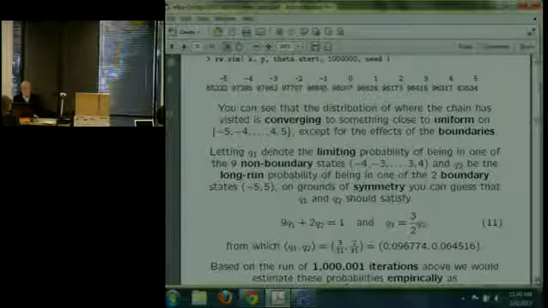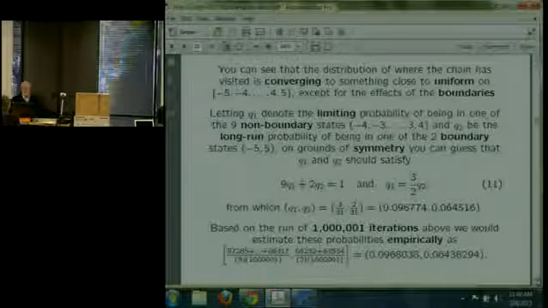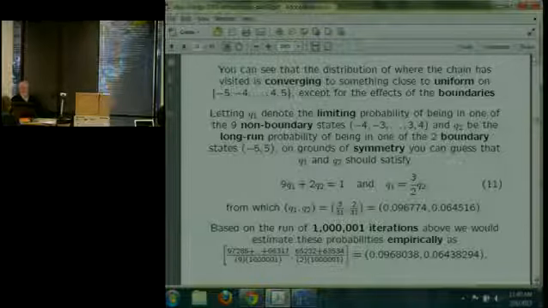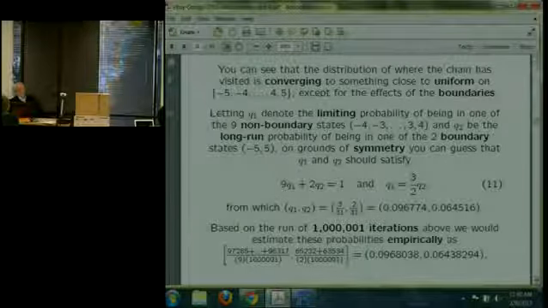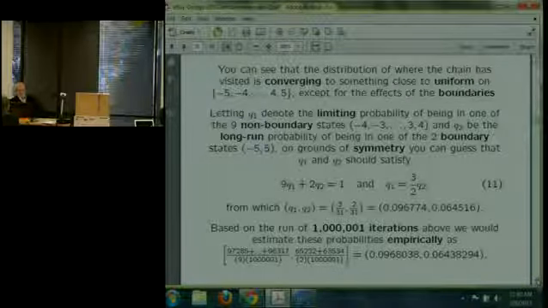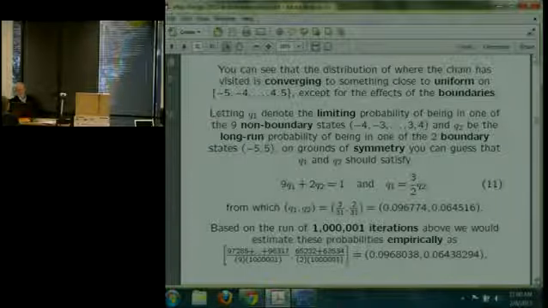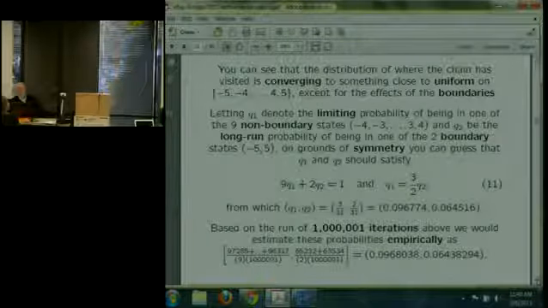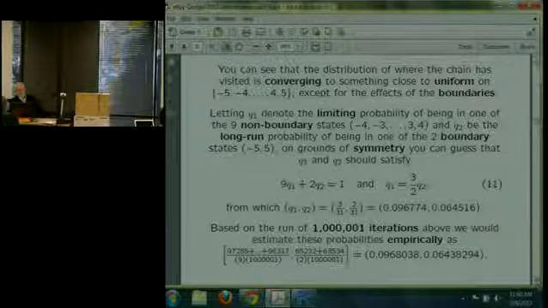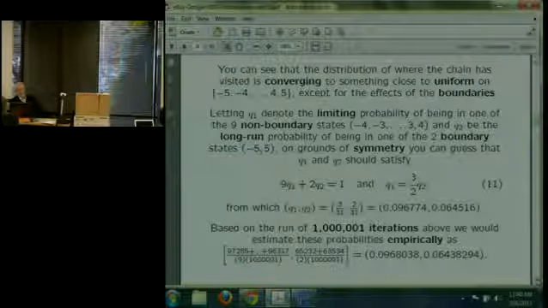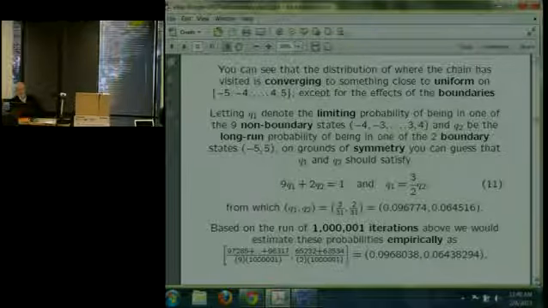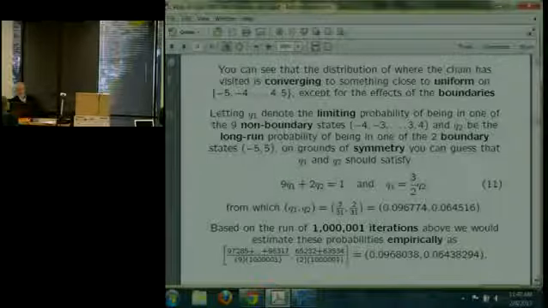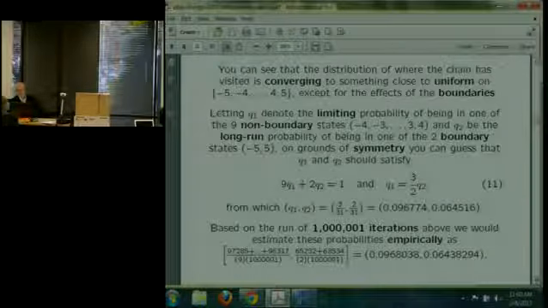So the distribution of where the chain has visited is converging to something close to uniform on -5 to +5, except for the effect of the boundaries. So let's let Q1 be the limiting probability of being in one of those 9 non-boundary states from -4 to +4. Let's let Q2 be the long-run probability of being in one of the boundary states. If you just think through the symmetry argument, you can guess that Q1 and Q2 should satisfy 9Q1 plus 2Q2 has to add up to 1, and Q1 has to be 1.5 times as big as Q2. And then you solve and you get 3 over 31 for the states in the middle and 2 over 31 for the states on the edges.